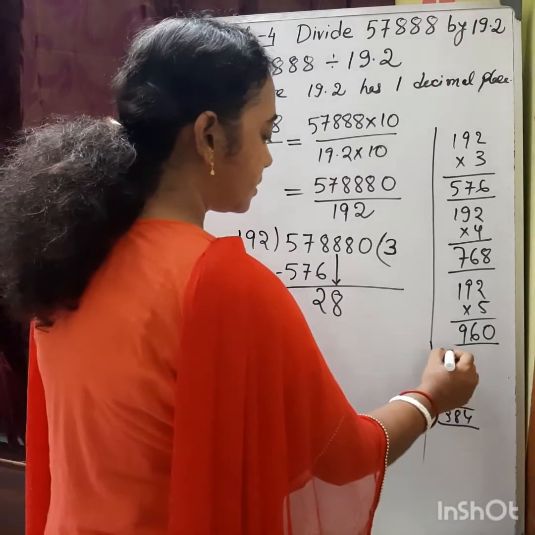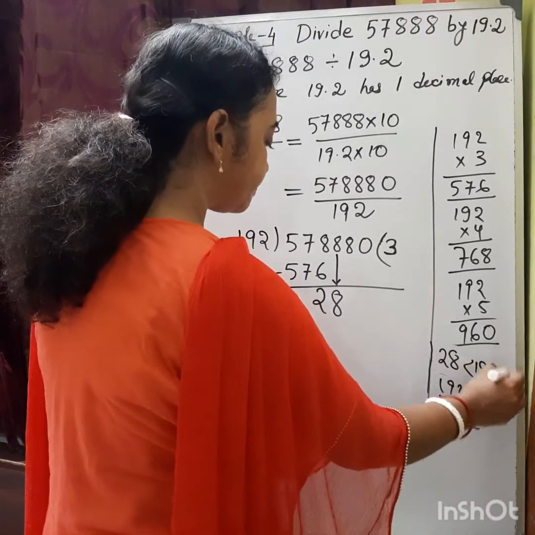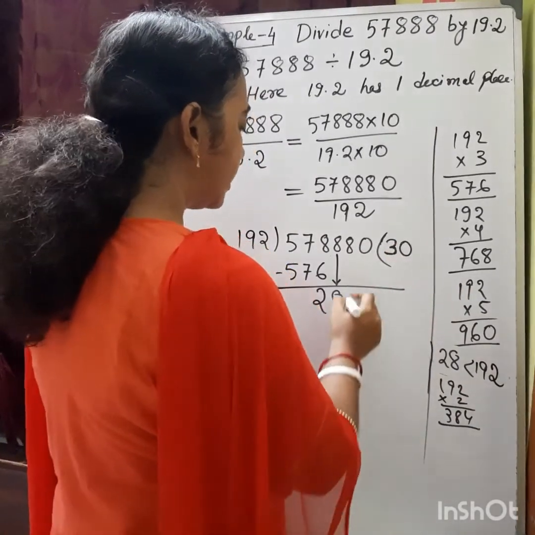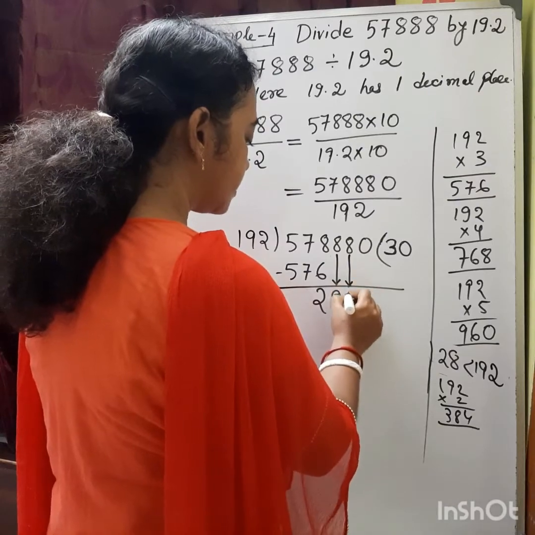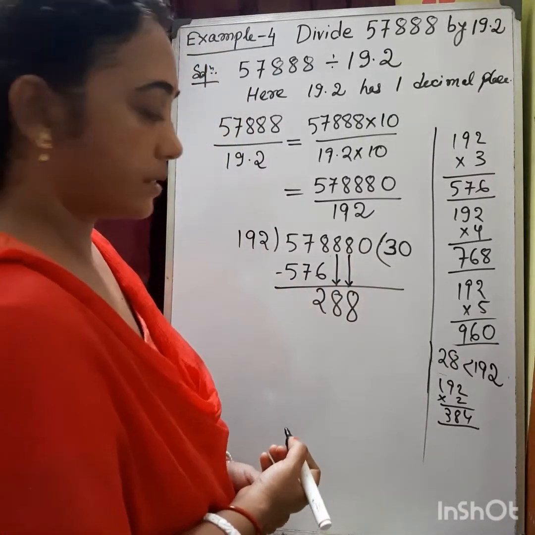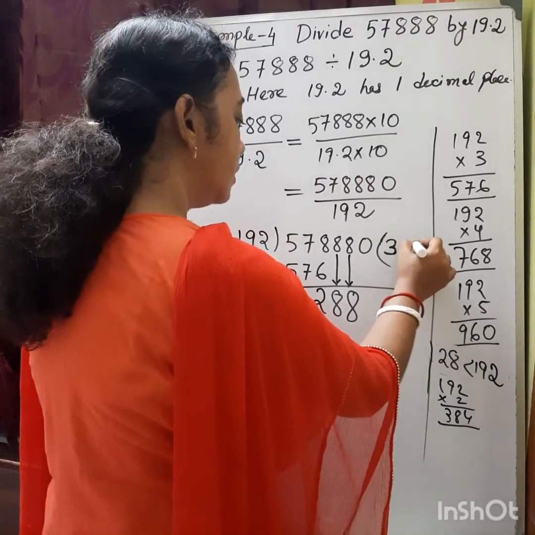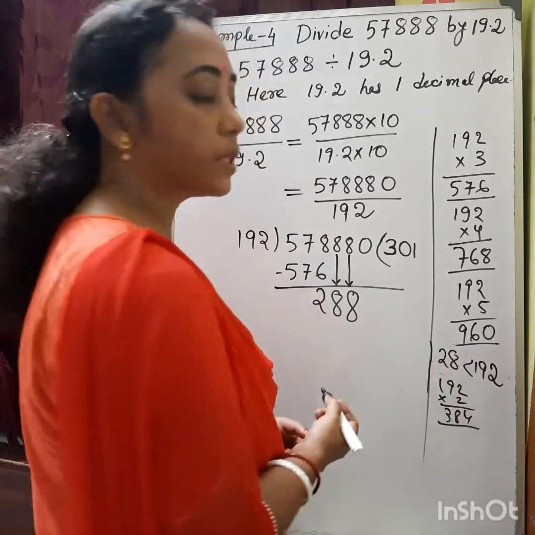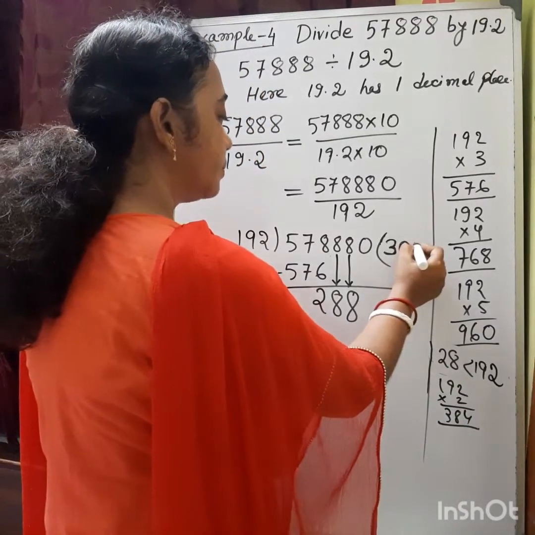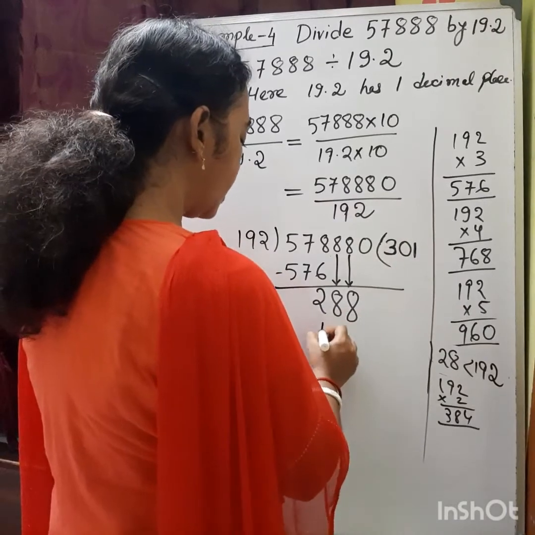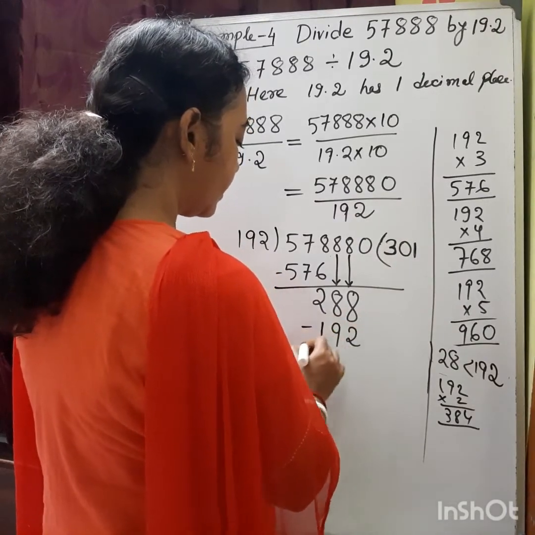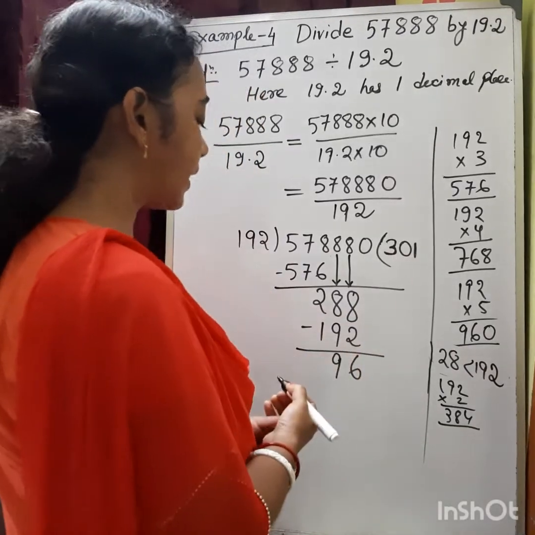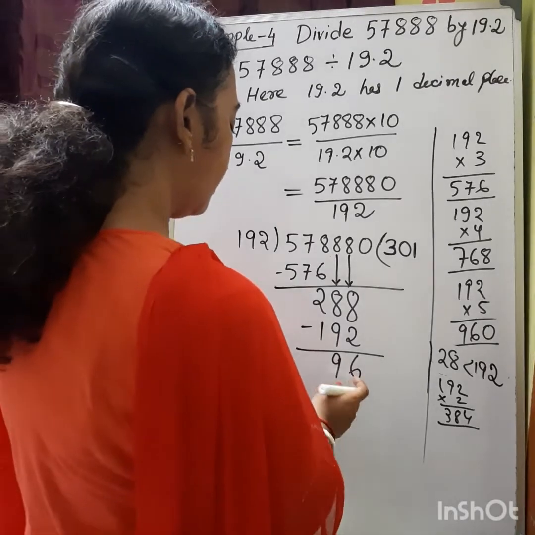But here 28 is less than 192. So we put 0 in the quotient here, and then we bring down the next digit, that is 8. So 288. Now if we multiply 192 by 2, we get the product as 384, which is more than 288. So we put 1 in place of the quotient after 0. So this becomes 192. Now let us subtract them. We get 96 after subtracting.